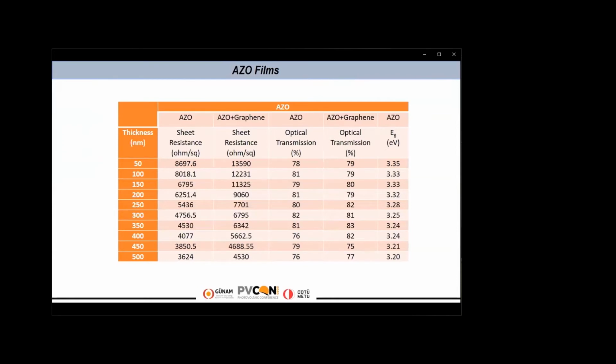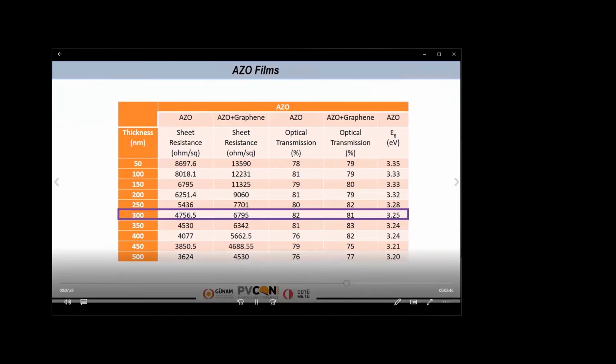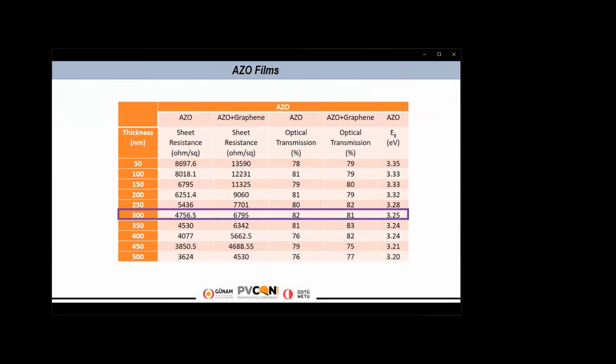However, when we examine the AZO graphene hybrid structure, its sheet resistance increases. This situation could be related to the high sheet resistance of graphene. Considering only sheet resistance is not enough to determine hybrid structure properties, because graphene has high mobility and high work function, so it can overcome handicaps in the hybrid structure. When we consider optical and electrical properties, 300 nanometer AZO film thickness was determined as the optimum value.